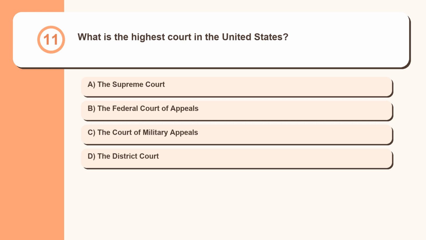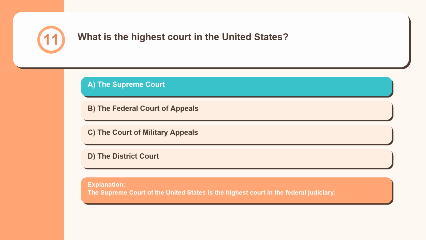Question 11. What is the highest court in the United States? The Supreme Court, the Federal Court of Appeals, the Court of Military Appeals, the District Court. The Supreme Court of the United States is the highest court in the federal judiciary.